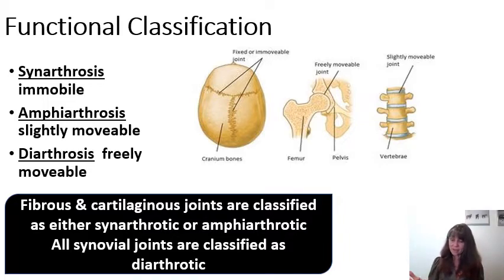Here's another example of something that you might be able to relate to. Teeth are a fibrous gomphosis, and if you were to hold one of your teeth and wiggle it, you'd notice there's some very slight movement. Technically, the joint is supposed to be synarthrotic. I will not test you where there is a debate. You should know that all synovial joints are diarthrotic joints, or diarthroses.